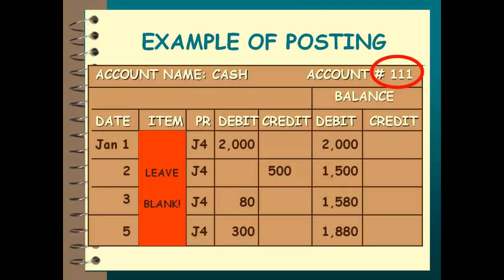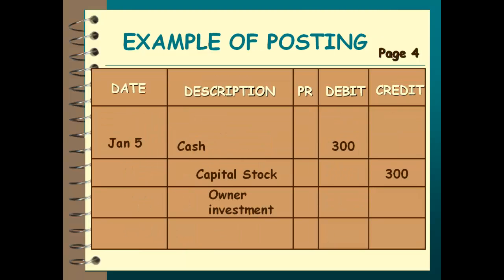And come back and fill in the 111 because that's where we posted that entry to. Again, the balance should not be jumping back and forth. If it is an asset, an expense, or dividends, the balance should always be a debit. If it is a liability, if it's revenue or capital, the balance should always be a credit.